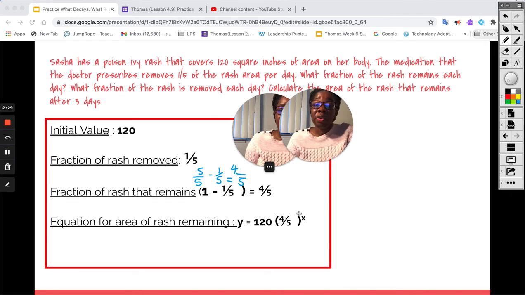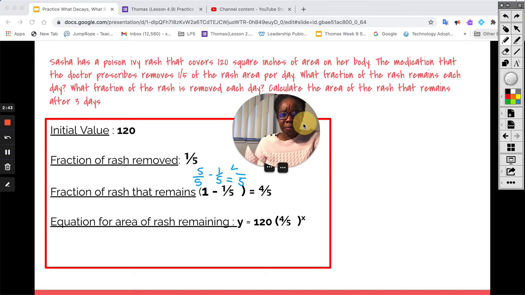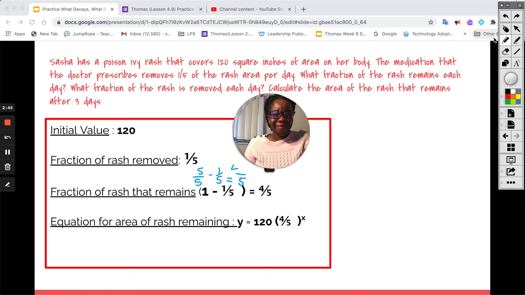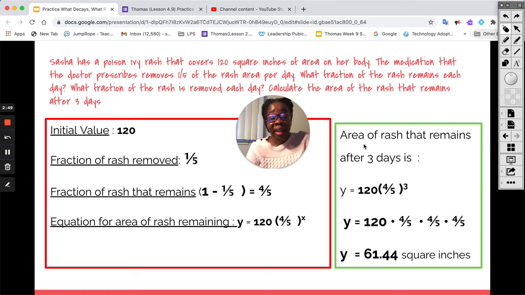And we want to figure out after 3 days how much remains. So that x, the exponent x, represents the number of days that have passed since Sasha started using the medication or the prescription. So how do we calculate that? Well, as we said, the x is going to be replaced with 3. So after 3 days, the area of the rash that remains is going to be y equals 120 times (4/5)^3.